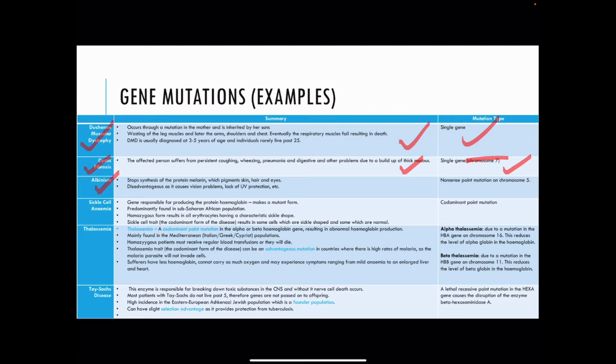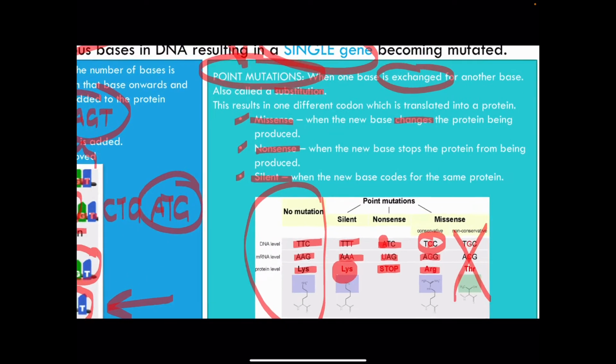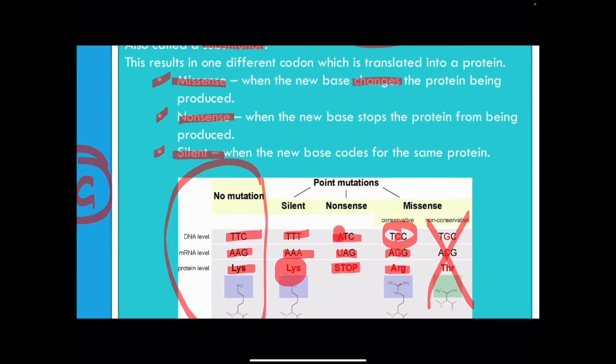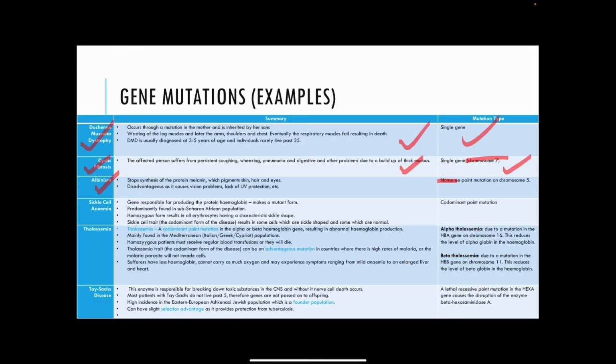Albinism is next, okay, caused by a nonsense point mutation on chromosome 5. Now, going back to here, remember a nonsense point mutation is when the new base stops a protein from being produced, okay? Now, specifically here, we're stopping this protein from being produced, melanin. Now, melanin typically pigments the skin, the hair, and the eyes. So if sufferers don't have this pigment, they are going to be very fair, okay, and they're going to have red eyes as well.